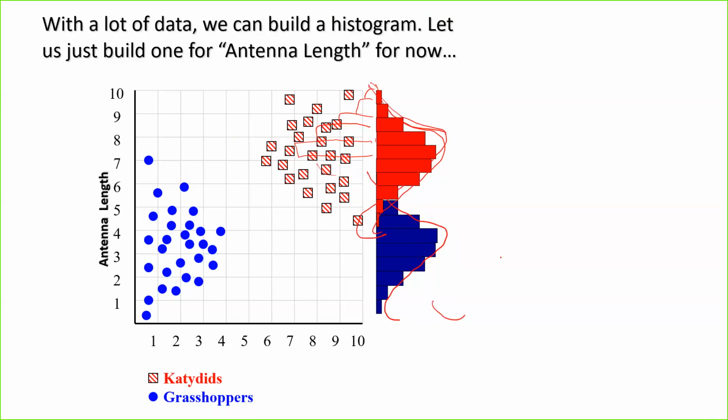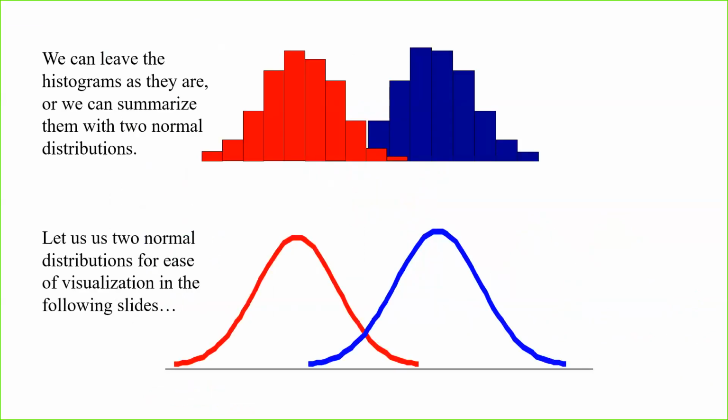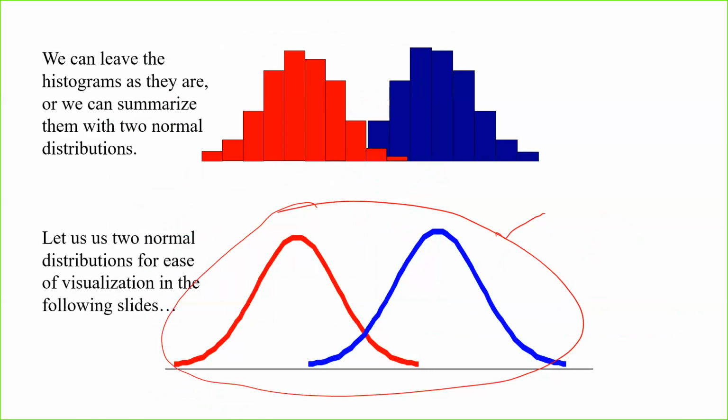So can I use two normal curves to summarize the distribution of the katydids and the grasshoppers like this? Yes. So I can summarize them using two normal distribution curves, something like this. Given this underlying distribution and a new insect for which we know its antenna length, what is the probability that it belongs to the katydid class and what is the probability that it belongs to the grasshopper class? That's all we have to do. We have to estimate that and pick the class that maximizes the probability.